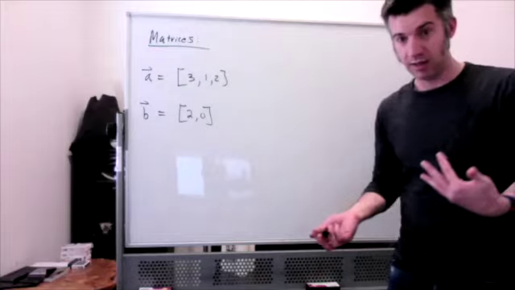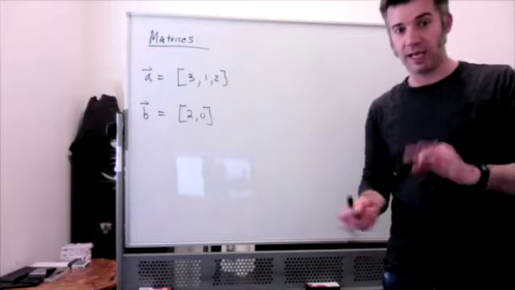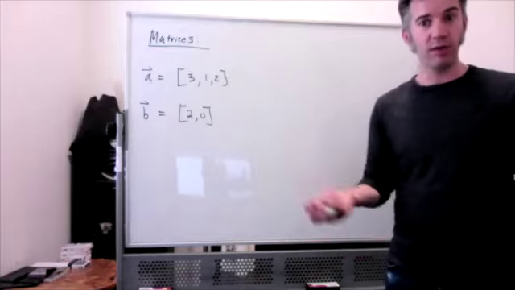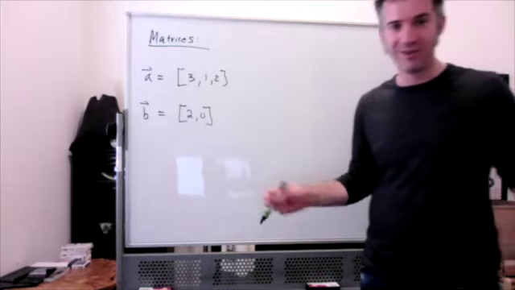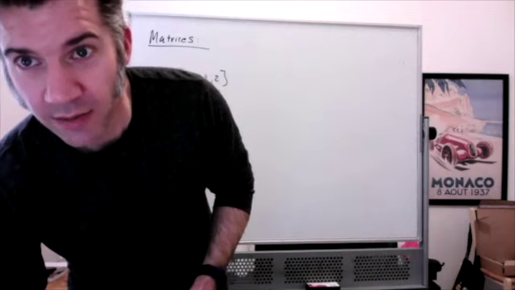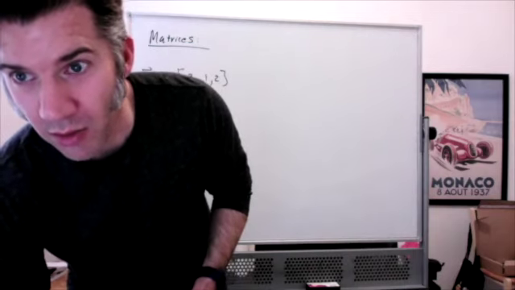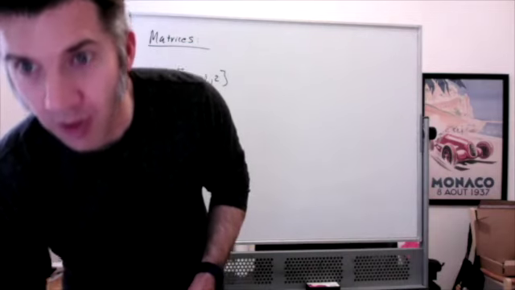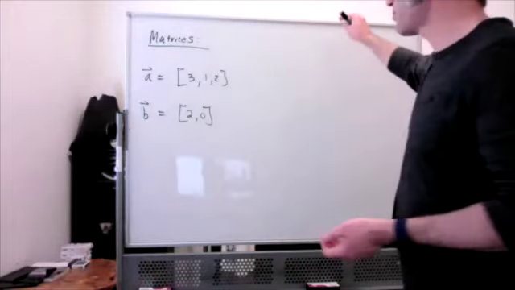In the same way, matrices have to have the same size. There are two things that make up a matrix size: the number of rows and the number of columns. Sorry. Cool, so let's look at some examples.